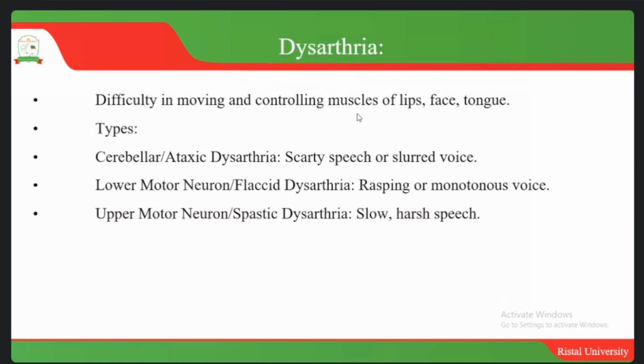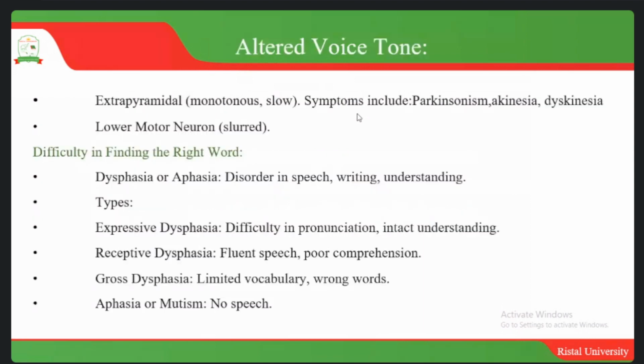Then difficulty in finding the right word. They find it difficult to get the right word to respond to you. This is dysphasia or aphasia, which is a disorder of speech. They cannot even write, and they are not understanding you. The different types are, first, expressive dysphasia, which is difficulty in pronunciation. I ask you something and tell you to mention it, and you are not able to say the word.